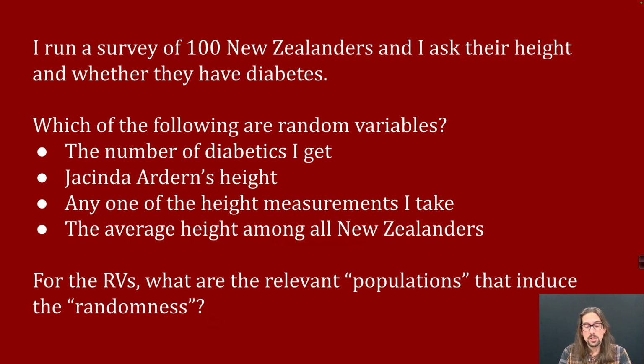Because again, there's actually no randomness. You have the entire population. It's all New Zealanders. You're taking the average height among all New Zealanders. If we took the average height in the sample, that would be exactly like this first one, the number of diabetics. It would just be like the average height in the sample. That's random. But the average height in the population is not random. I already have everyone. So there's no sampling.